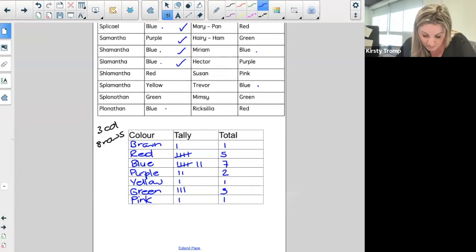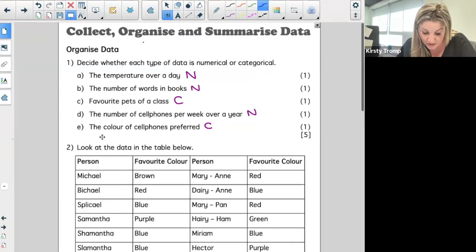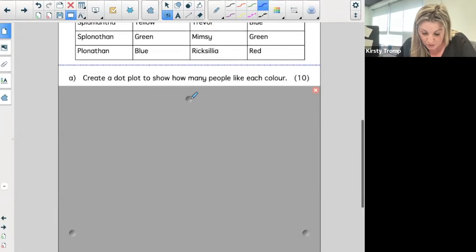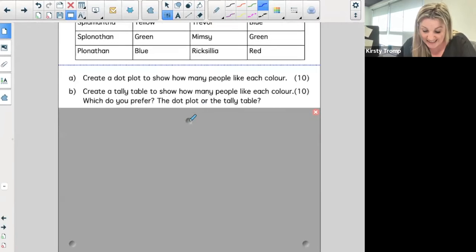Okay, right, guys, let's keep going. Remember, there's plenty more questions. Don't worry, you will get your turn. So far, we did our dot plots and we did our tally table.